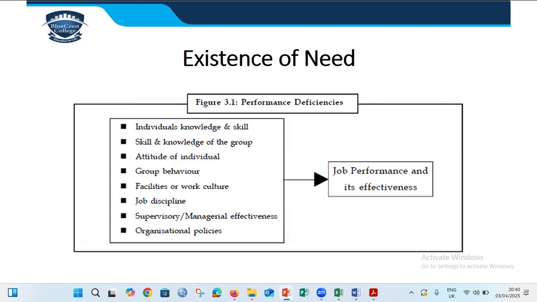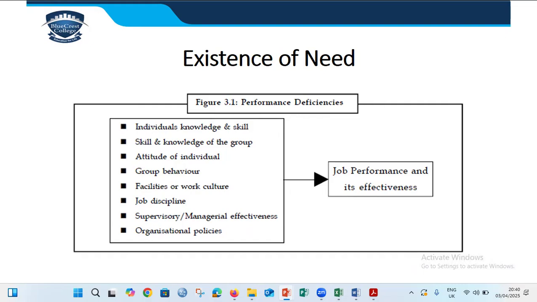Okay, so if you look at this figure, it shows when there is the existence of a need, and we have said that there's a gap or a training need if you notice performance deficiencies. Okay, so if you notice that someone is performing on the job, but what they are doing is not as effective as you want it to be. Okay, so where individuals' knowledge and skills, or the attitudes of the individual, the attitudes of groups, or the behaviors of groups, teams, all right?